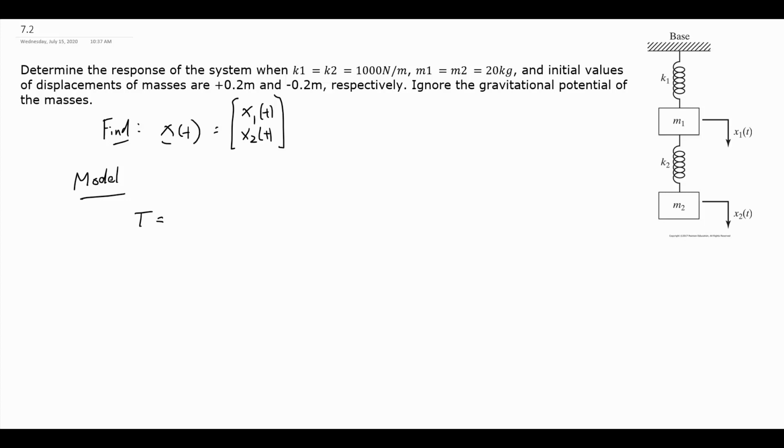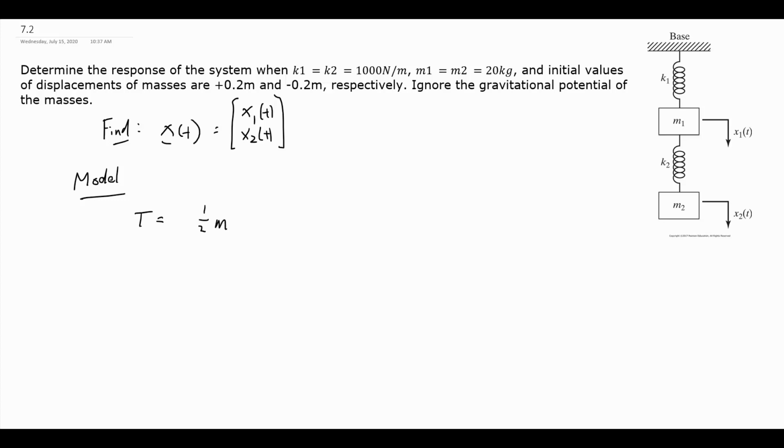So I'll use Lagrange's equations to get the equations of motion, or the matrix equation of motion, out of this. So in terms of the kinetic energy, we have m1 and m2 are going to have translational kinetic energy only. They are not able to rotate. They are only able to individually move vertically. And nothing else in the system has mass or inertia.